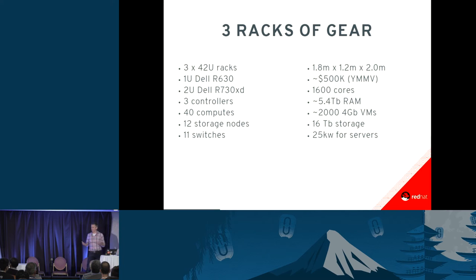So in an even more practical sense, just to dig into it a bit deeper, you've got three 42U racks. Three 42U racks is 1.8 meters wide, 1.2 meters deep, and 2 meters tall. So it's a pretty small space. And in that, you fit all of this gear, which adds up to about $500,000, as best I could tell. In there, you've got 1,600 cores. You've got 5.4 terabytes of RAM. You could run something like 2,004 gigabyte virtual machines. You'd have 16 terabytes of storage.